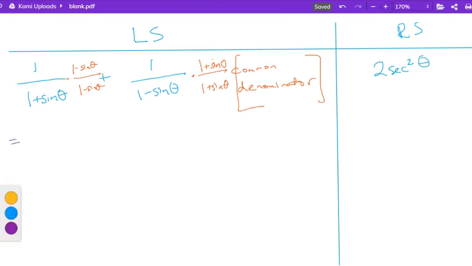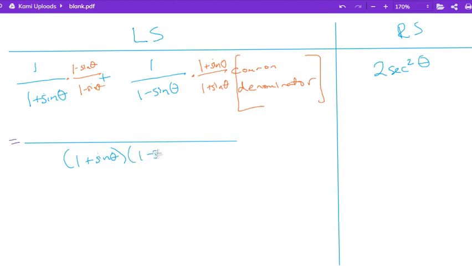And then I know that my common denominator becomes, okay, right? And then I get 1 minus sine theta plus 1 plus sine theta.